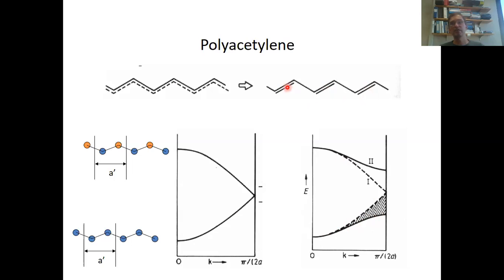It also explains why our polyacetylene is not a conducting material. In this case, it should actually be an electronically conducting metallic material, but actually we have an electrical insulator in the real case, and that is because of this band gap.